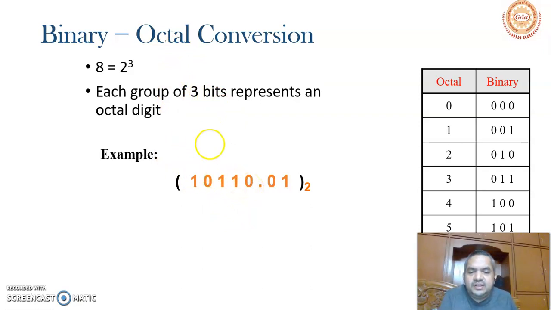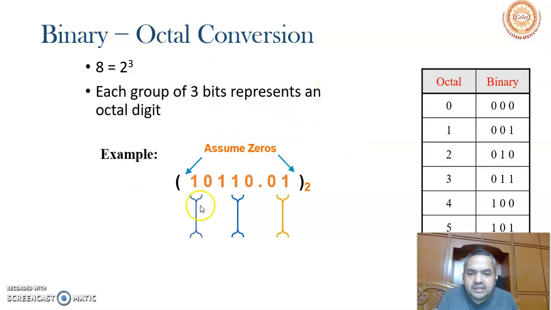Since only 5 bits are there here, what we have to do is make the grouping by assuming some zeros here. So there is a 0 here, and a 0 here. The grouping is 110 as one group and 010 as one group, and the fractional part 010 is one group. The equivalent value will be 26.2 octal.